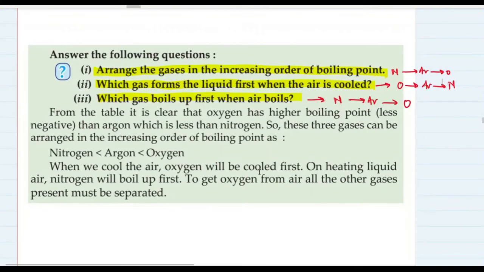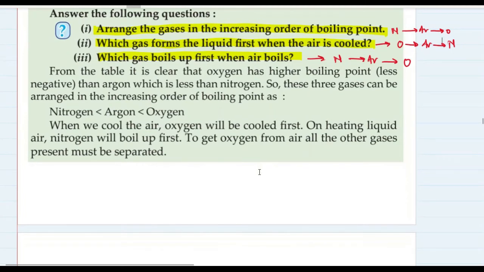Correct? From the table, it is clear that oxygen has a higher boiling point than argon, which is higher than nitrogen. So these gases can be arranged in increasing order of boiling point as nitrogen, argon, oxygen. Correct. When we cool the air, oxygen will be cooled first. Yes, that's what I told you. On heating liquid air, nitrogen will boil up first. That's what I told you over here. Then argon, then oxygen.